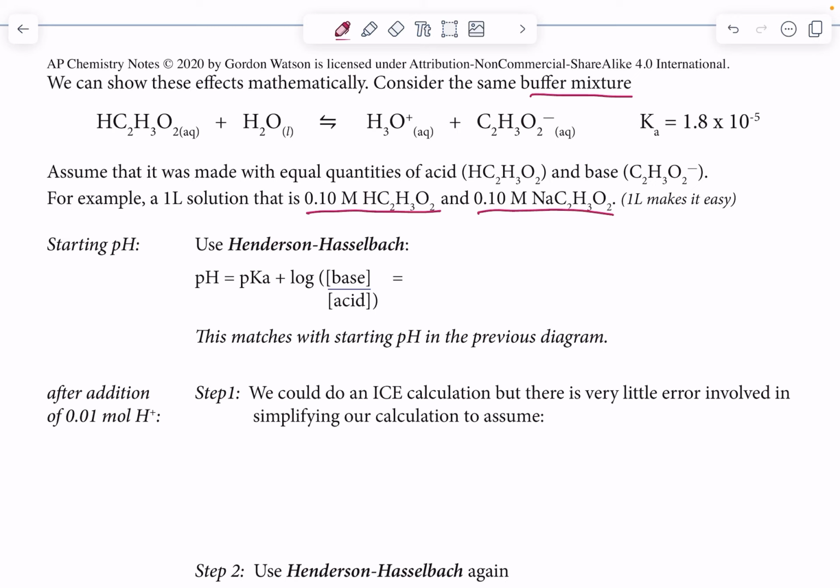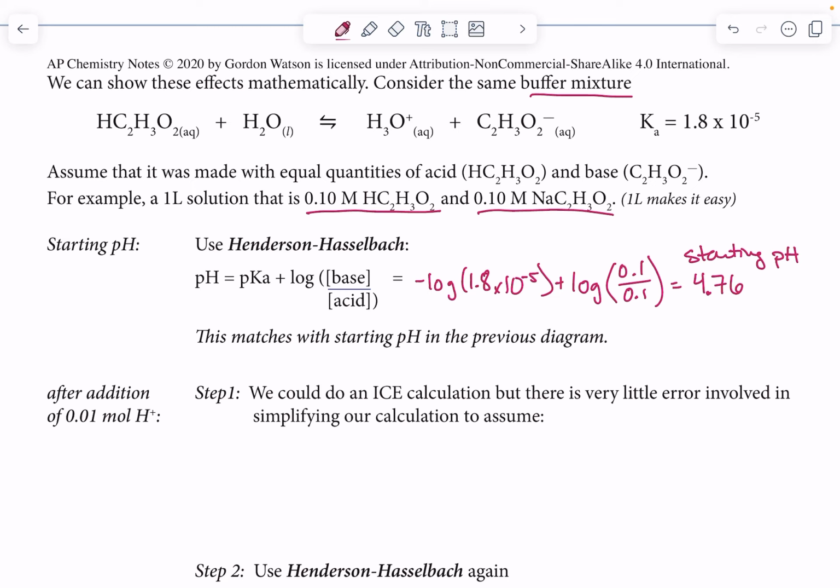So we've got our Ka, so we're just going to plug this in really quick. Negative log of 1.8 times 10 to the negative fifth plus the log of 0.1 divided by 0.1. Again, those concentrations are coming from my problem. That gets us a starting pH of 4.76. Okay, so this is our starting pH.